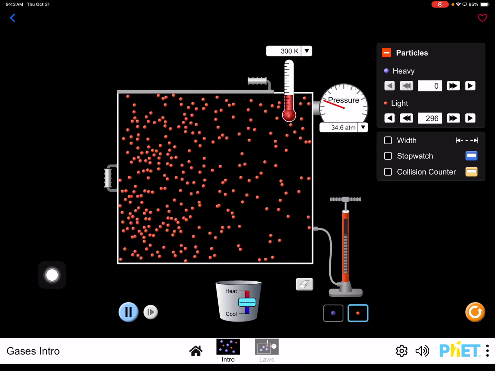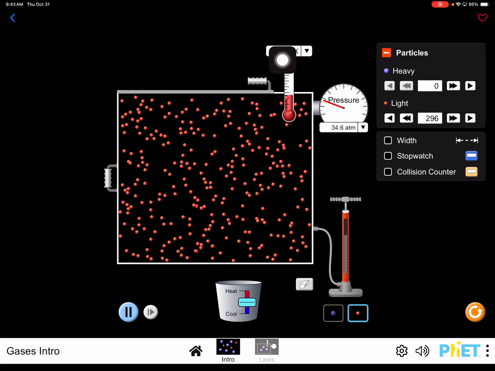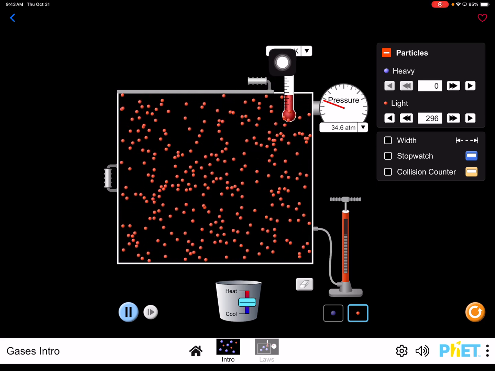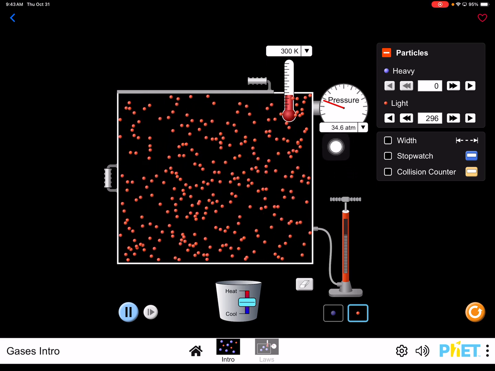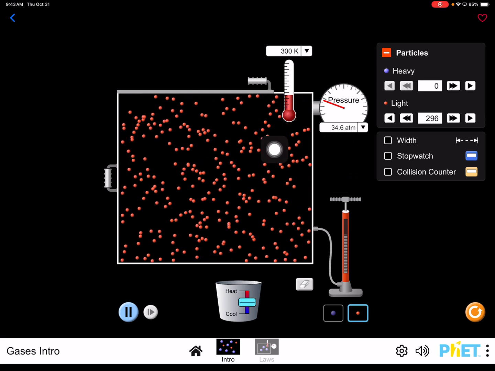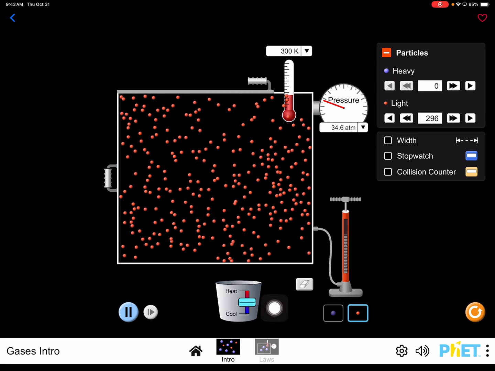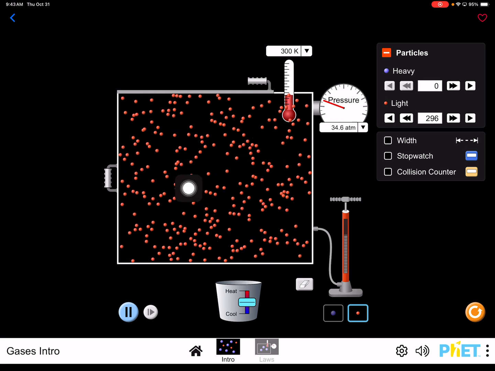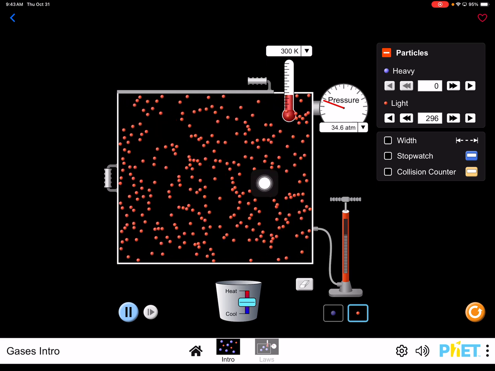Okay, so we have a gas in this container. The temperature is 300 degrees Kelvin, which is roughly the temperature in this room. The pressure is 35 atmospheres. That's a huge pressure. This container has to be pretty strong to hold a gas at that pressure. And you could potentially count the number of air molecules here.